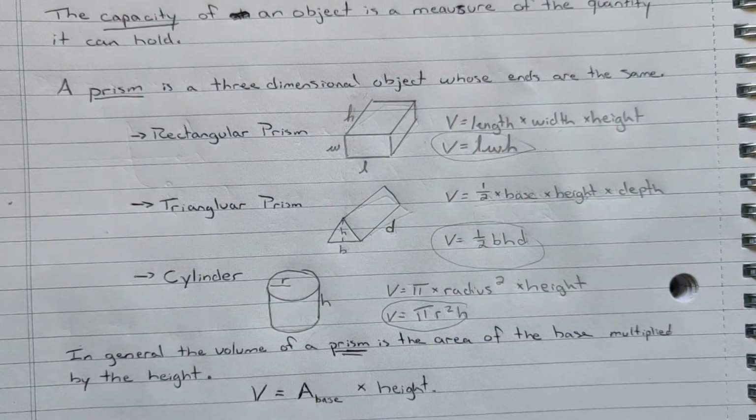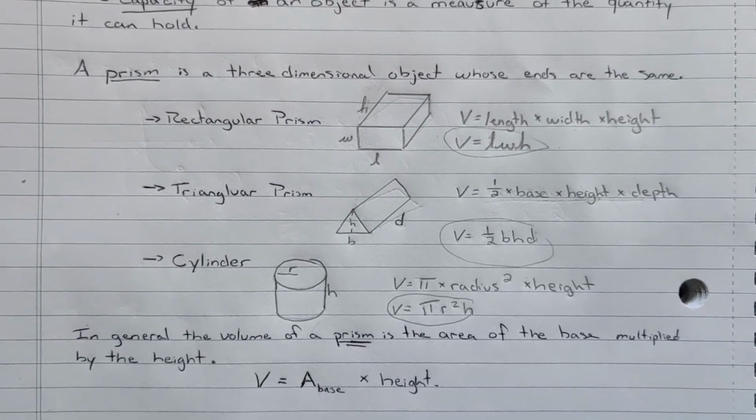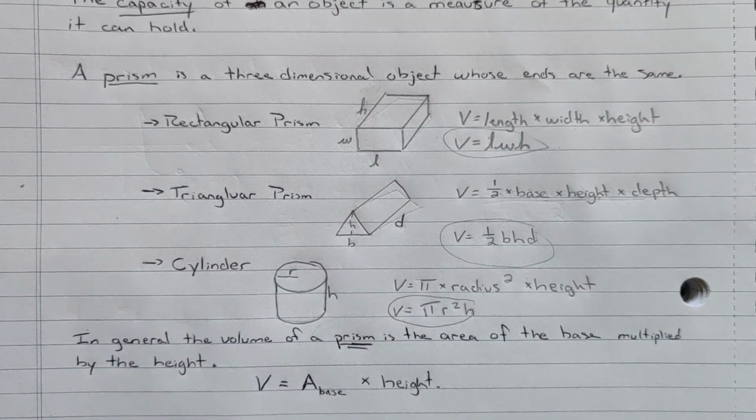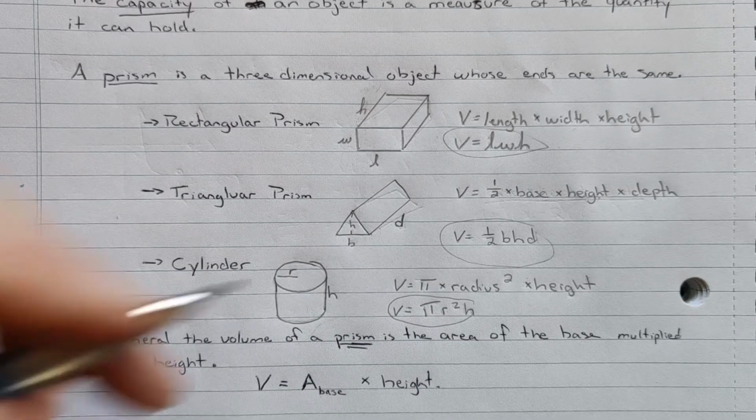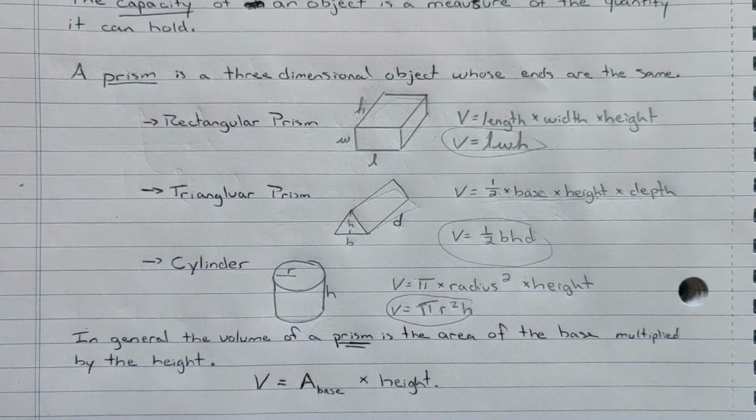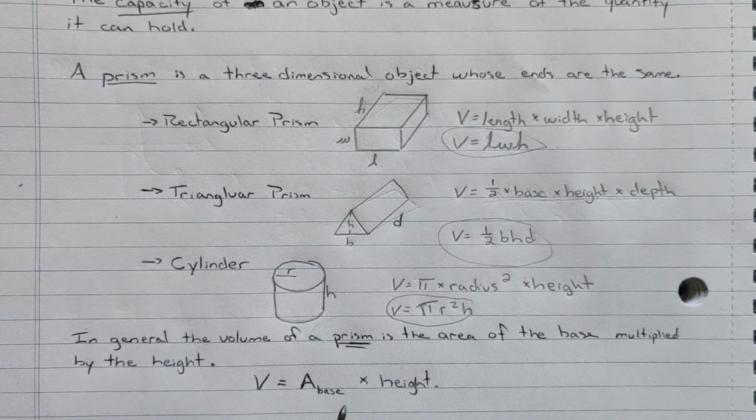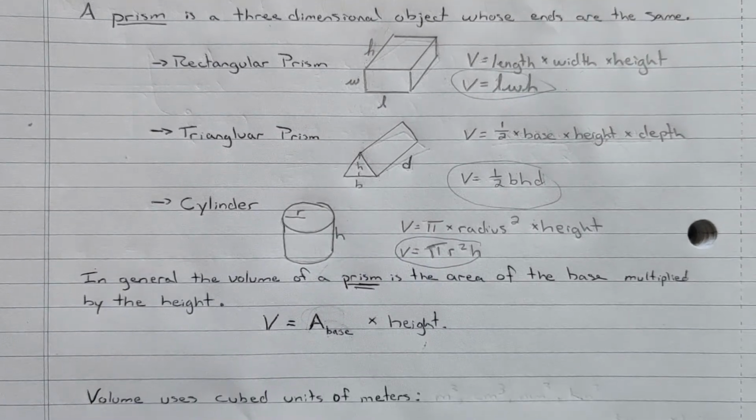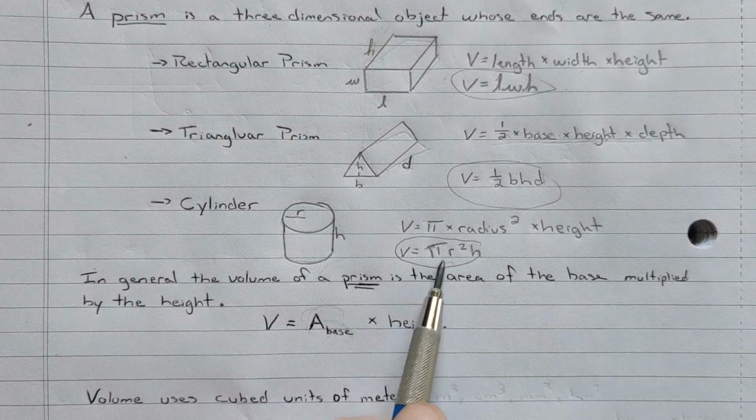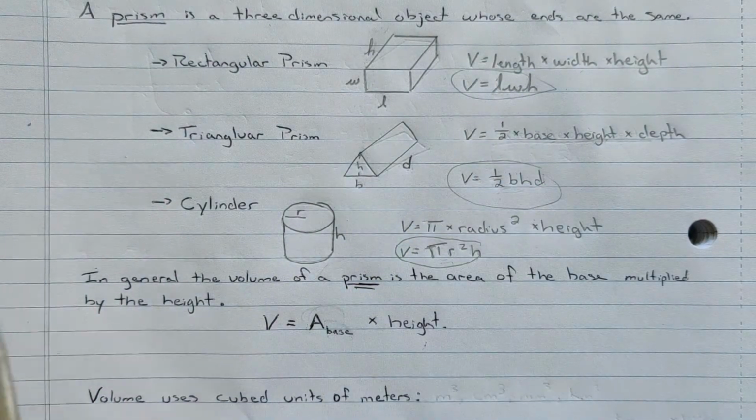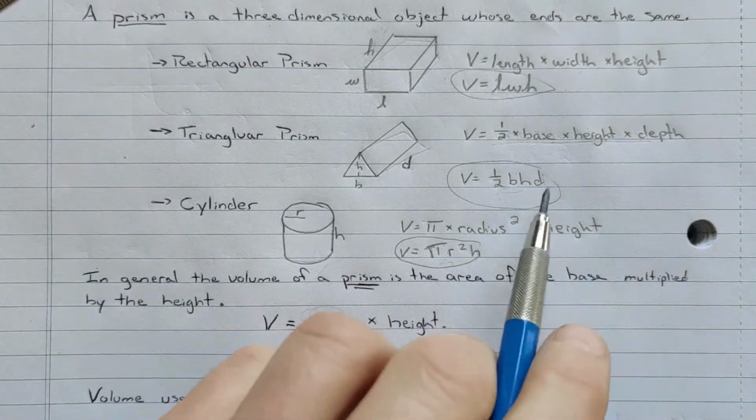You always have access to these whenever you need them, so you don't have to memorize them, but it's good to be familiar with them. The more you can get them stuck in your head, the easier it'll be to do your work. So in general, whenever we're working with a prism, the volume of that prism is the area of the base multiplied by the height. That's what we have here, the area times the height, the area times the height, the area times the height. Or in this case, the depth.